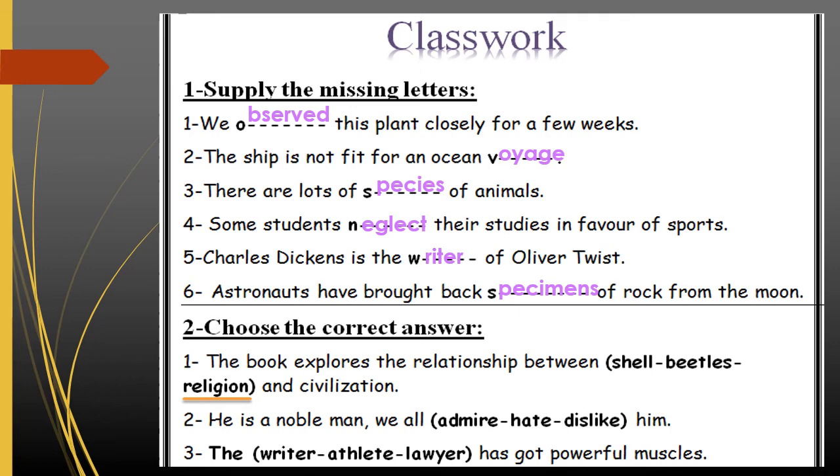Number 2. He is a noble man. We all him. Admire or hate or dislike. Excellent. He is a noble man. We all admire him. 3. The what has got powerful muscles. Writer, athlete, lawyer. Excellent. The athlete has got powerful muscles.